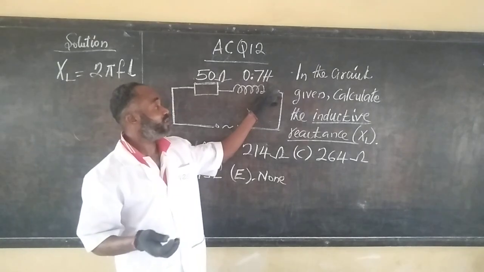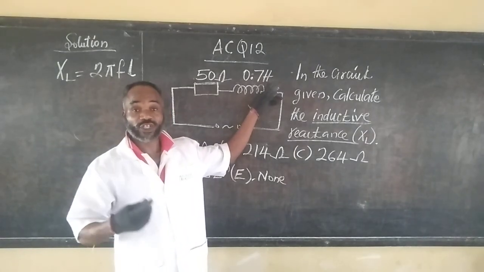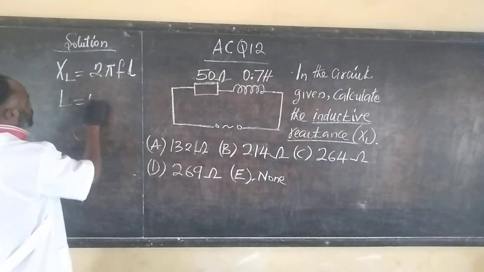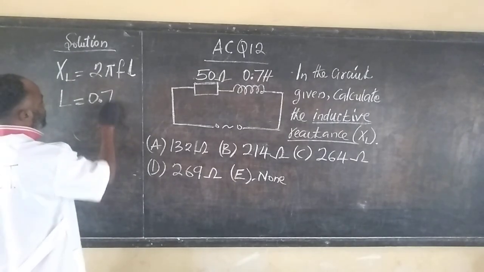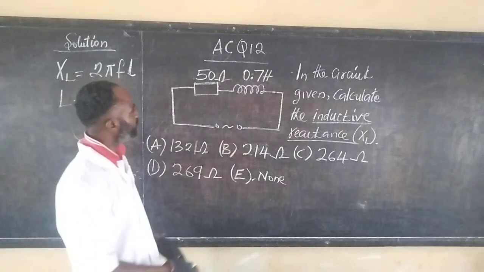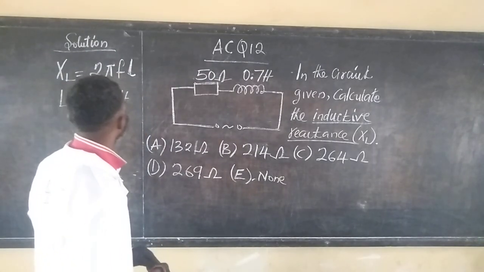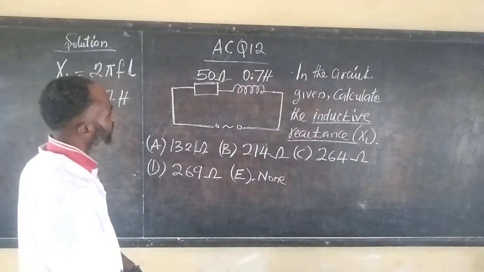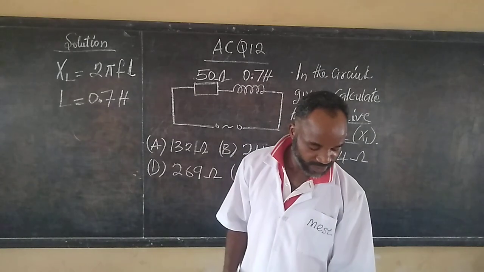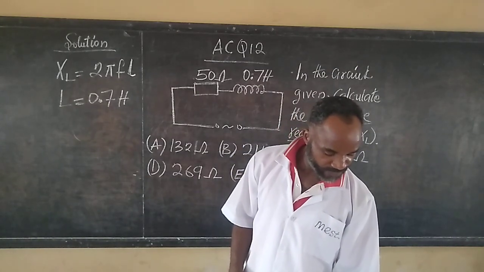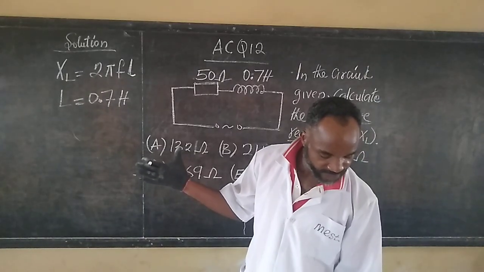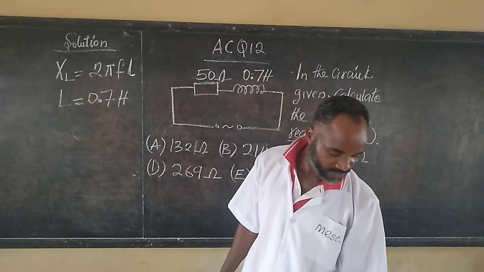The data there is the inductor has some amount of inductance, 0.7 Henry. That is L is equal to 0.7 Henry. What we need to do is just substitute. What about the frequency? It's not given. Let's just check the question again. The frequency is given as 60 hertz. Yeah, that's the question.